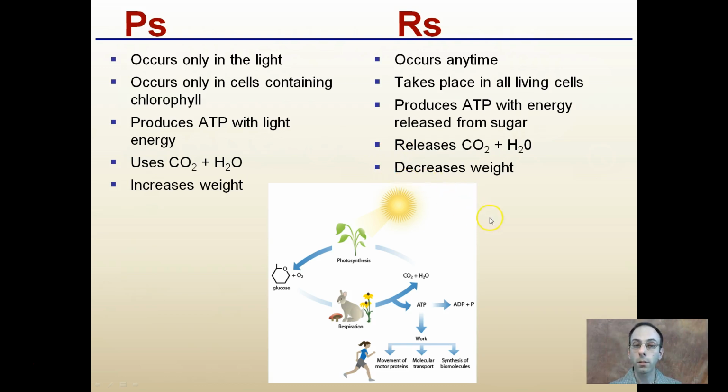So we're producing our photosynthetic process with the light energy. It's producing that glucose. That glucose is kind of that stored energy. That stored energy through the process of respiration is broken down. We're getting our ATP here. That ATP is being used to do work. That work could be movement of motor proteins, could be molecular transport, could be synthesis of biomolecules. What's given off as a byproduct is carbon dioxide and water, which is needed for the photosynthetic process to occur, and around the cycle goes.